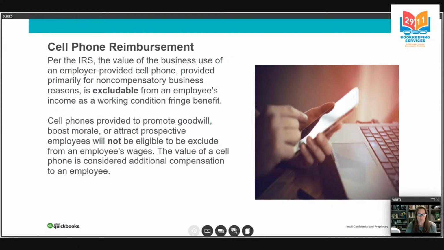Cell phones provided to promote goodwill, boost morale, or attract prospective employees will not be eligible to be excluded from employees' wages. So the value of a cell phone is going to be considered additional compensation. If the cell phone is given to the employee for them to do their work, and it's not their primary cell phone and they give it back, this is how I understand it, I could be completely wrong, then it is excludable from their income. However, if you just say, hey, I'm going to give you this cell phone just so that you can have it, a really nice cell phone, then that is going to be considered income to the employee.